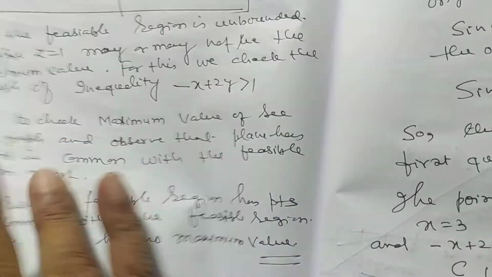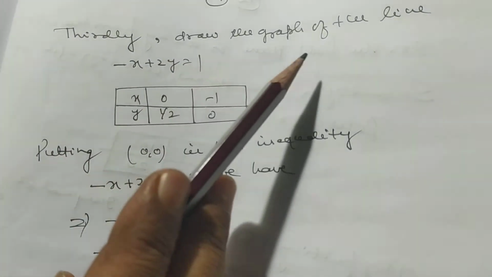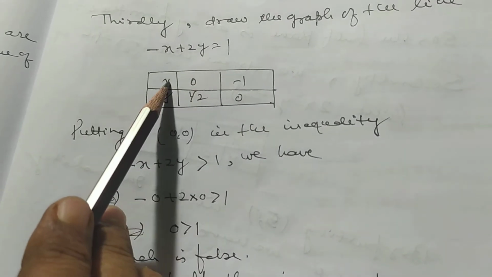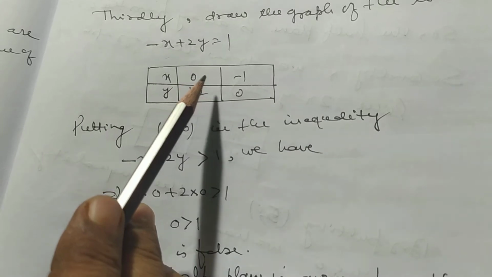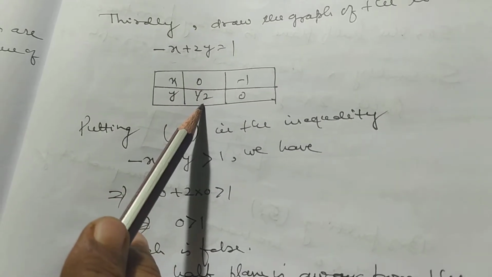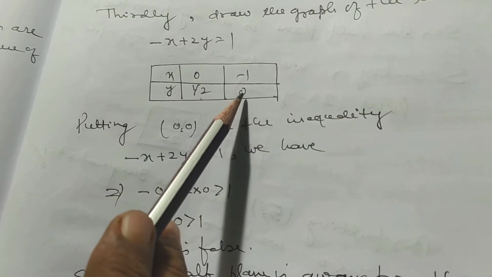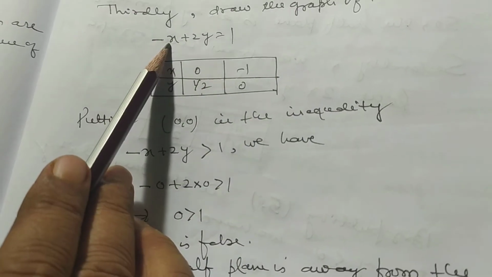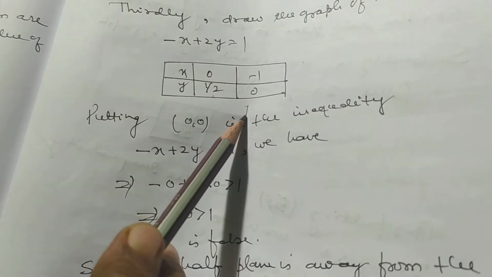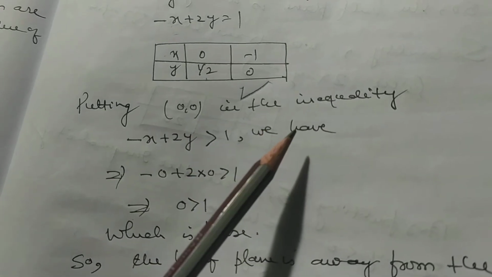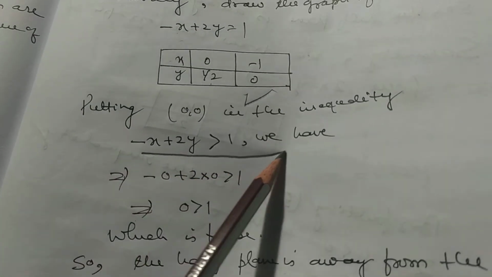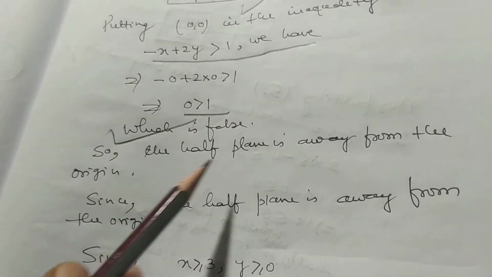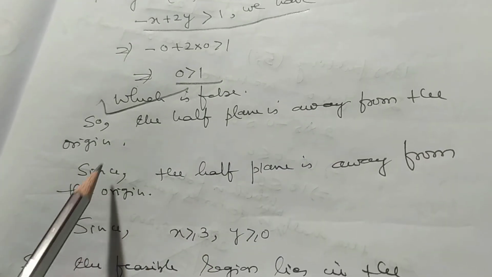So now, thirdly, draw the graph of the line minus x plus 2y is equal to 1. Put x is equal to 0, so y is equal to half. X is equal to minus 1, so y is equal to 0. Putting 0, 0 in the inequality minus x plus 2y greater than equal to 1, we have 0 greater than equal to 1, which is false.